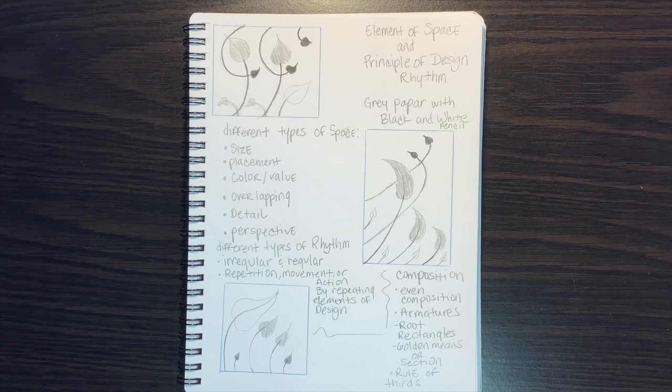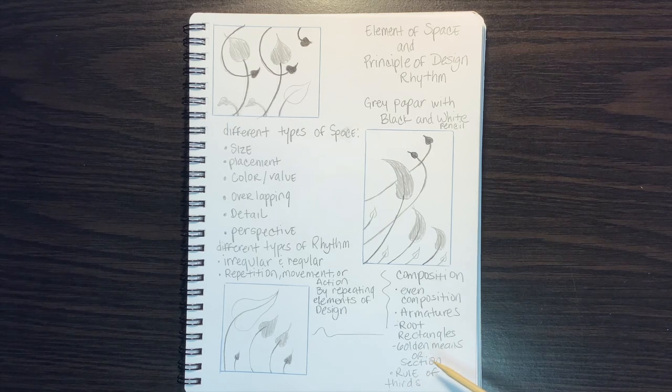Another thing I want to talk about real quick in this intro is composition. My students are going to learn a little bit more about composition. I'm going to go over even composition, composition structure, as well as armatures. There are different types of armatures, like root rectangles, golden means, or golden sections. There's a lot of names for this. And then also the rule of thirds.